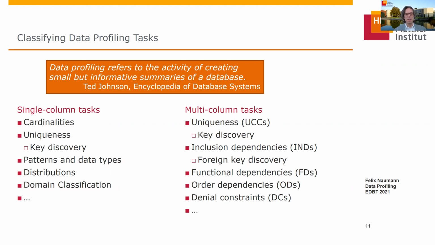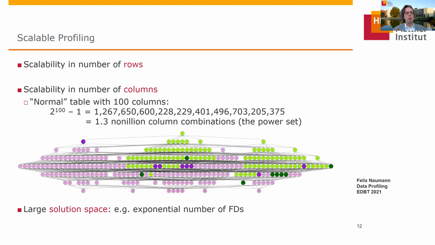Why is this difficult? Well, you can see in this slide, we're very used to scalability in the number of rows. This is what we database people do all the time. But here we also need to be scalable in the number of columns, in the sense that we're looking at column combinations. And the keyword combination already raises an alarm bell, because it's exponential in size. If you have a table of 100 columns, you're already looking at 1.3 nonillion column combinations if you want to go through that space to look for key candidates. Clearly, that's not what we want to do. We want to find more intelligent algorithms that do this much faster than this naive approach.